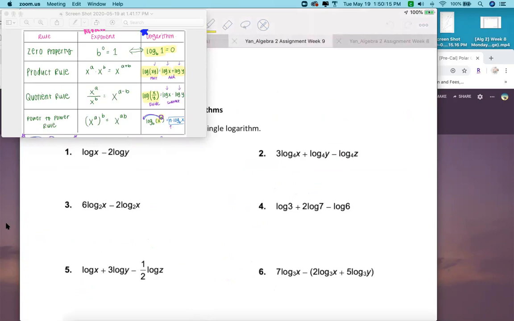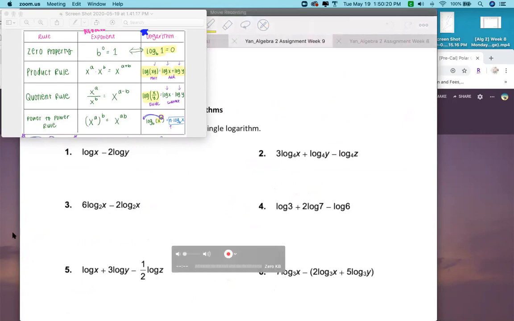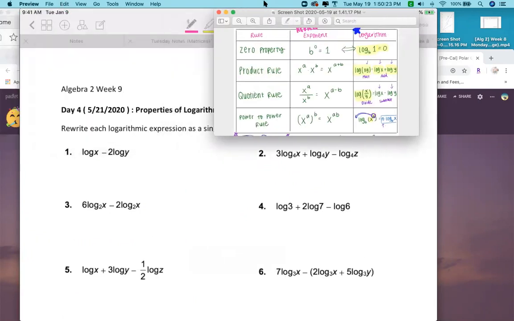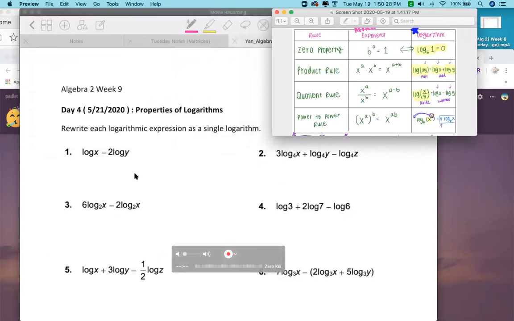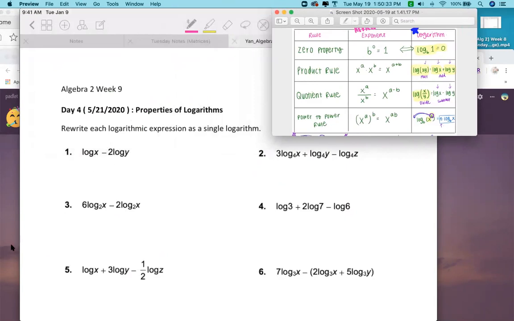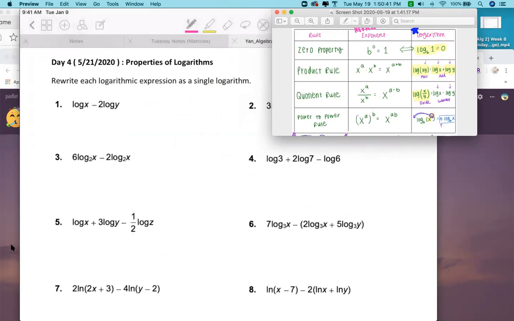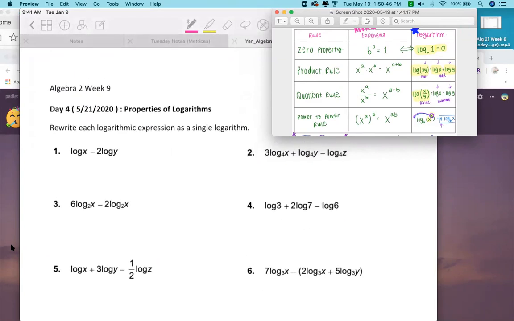Okay, so for day 4, it's the other way around. So I have to put it back together as one log. And that may be a little bit hard to do, but I think you guys can do it. Okay, so let's do as many as we can. I have a meeting at 2, so let's do some of these. Let's look at number 1 real quick. Let's start with an easy one and we'll go into the harder ones.